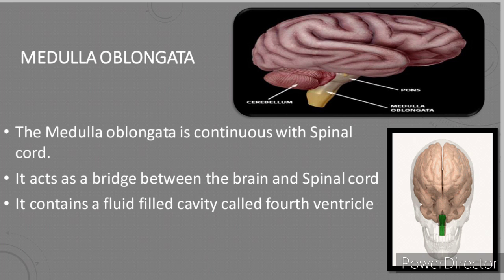Coming to the medulla oblongata. Medulla oblongata is continuous with the spinal cord. Just down to the pons, what you find is the medulla oblongata. It acts as a bridge between the brain and the spinal cord. It also contains a fluid-filled cavity called the 4th ventricle. Already we have seen 2 ventricles present inside the cerebrum. They are also called lateral ventricles, and the 3rd ventricle is found in the diencephalon and the fourth ventricle is found inside the medulla oblongata.